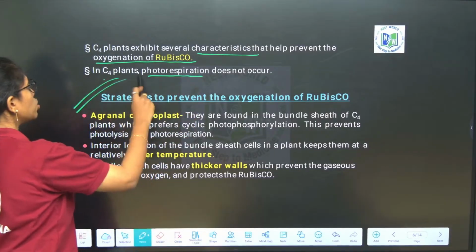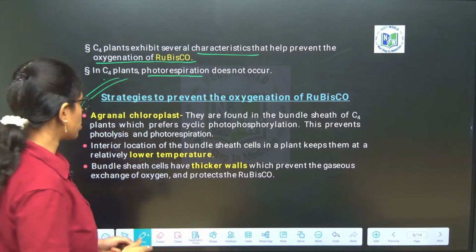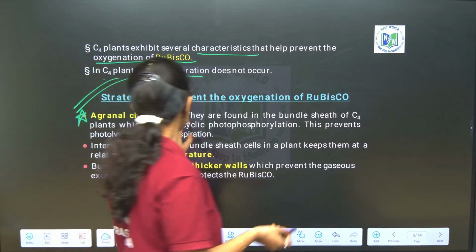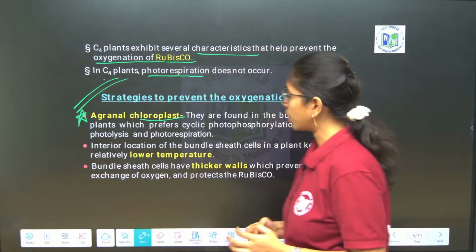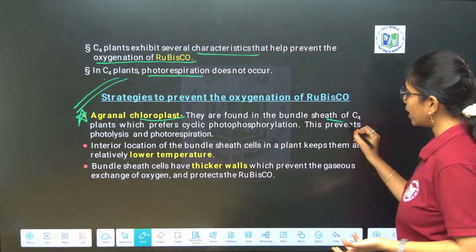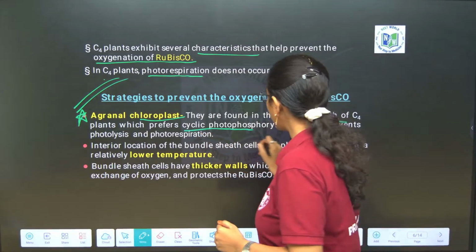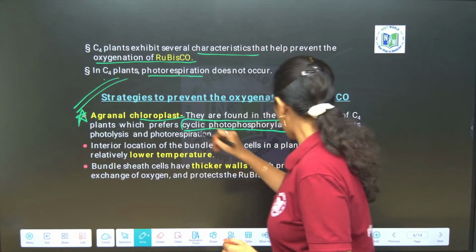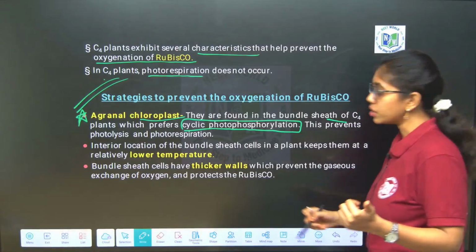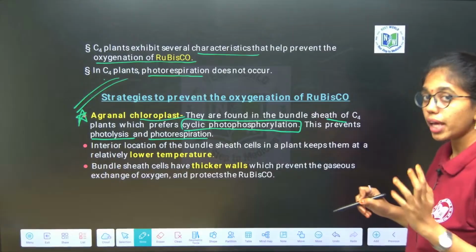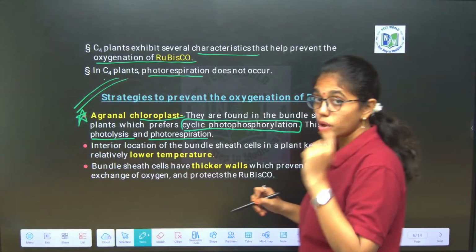So, strategies to prevent the oxygenation of Rubisco. Look into the theory properly. Whatever we have discussed is over here. Agranal chloroplasts are found in bundle sheath cells of C4 plants, which prefer cyclic photophosphorylation, as I told you, and this prevents photolysis and photorespiration, both are prevented. No photolysis because there is no grana.